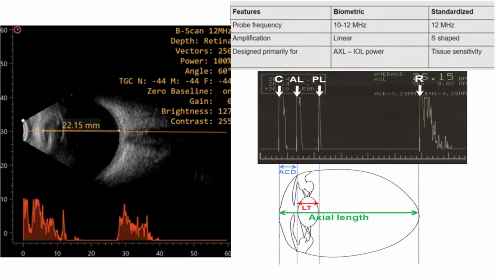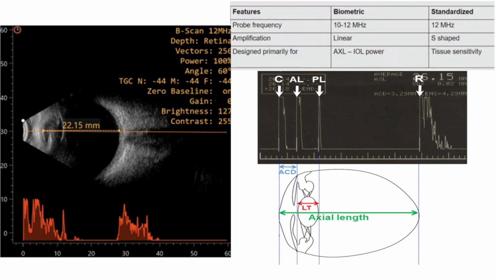To start with the basic normal ultrasound, the first image shows the normal ultrasound axial scan taken with a 12 megahertz B scan on the depth of the retina. This is the B scan image on axial scan. Along with that, on the right hand side, we can see the A scan. In normal ultrasound, we take the B scan image along with the A scan images so that we can correlate the frequency and amplitude of the waves.